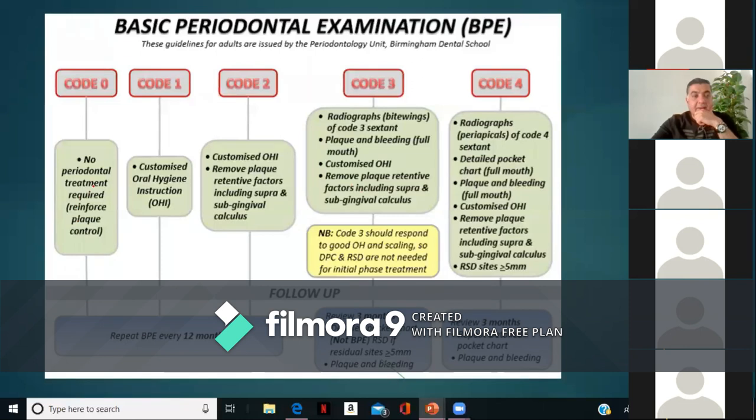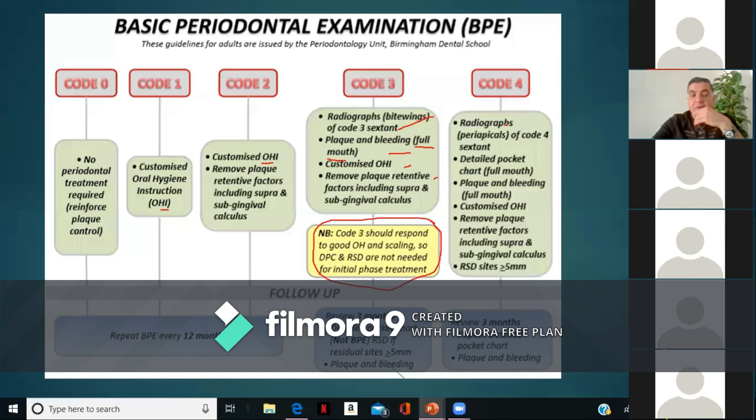Again, very quick. Code 0, no periodontal problem. Code 1, needs oral hygiene instruction. Code 2, oral hygiene like code 1, and remove any contributing factor. Code 3, we need more details. We need X-rays. We need a plaque and a bleeding score. See here, they mentioned full mouth. Okay. Oral hygiene, remove retentive factors, and we need more. Beside the X-ray, we need to go for 6-point pocket charting and all this. I will explain it in detail later.